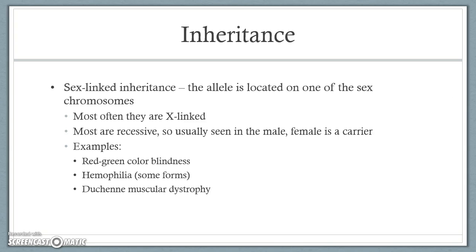Another form of inheritance is sex-linked inheritance. The allele responsible for the trait is located on either the X or Y chromosome. Most of these are X-linked, and most are recessive. Because of these two things, most X-linked recessive characteristics are seen in the male, and the female is a carrier. It is possible for the female to inherit an X-linked recessive trait, but it is less likely. Examples include red-green color blindness, some forms of the bleeding disease hemophilia, and Duchenne muscular dystrophy.